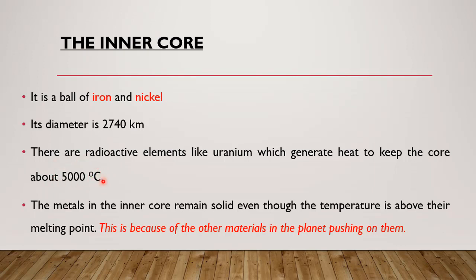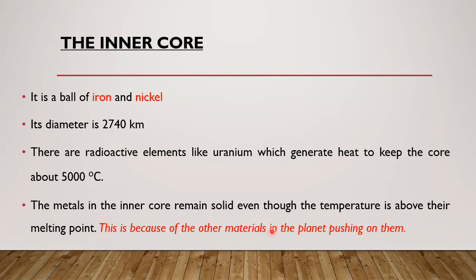So this temperature is above the melting point of both iron and nickel. But these metals are still in solid form, even though the temperature is above their melting point. Why is it the case? It's because of the materials in the planet pushing on them.